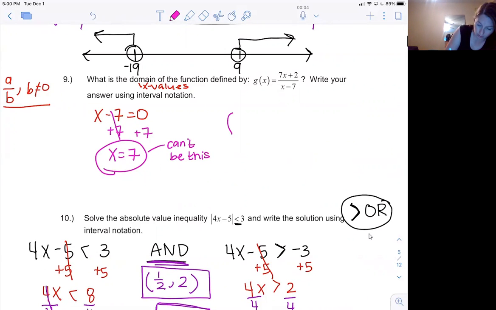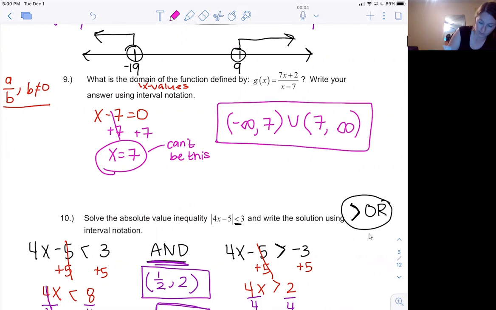So my domain is going to go from negative infinity all the way to 7, with a parenthesis though, because I can't include 7. I can get to like 6.999, but not to 7. And then the union, and it's going to start back up at 7 again, but again it's a parenthesis because it doesn't include 7, and it's going to go all the way to infinity. It wants us to write interval notation, which is what we're doing. But basically this is saying our domain can be any number except for 7.